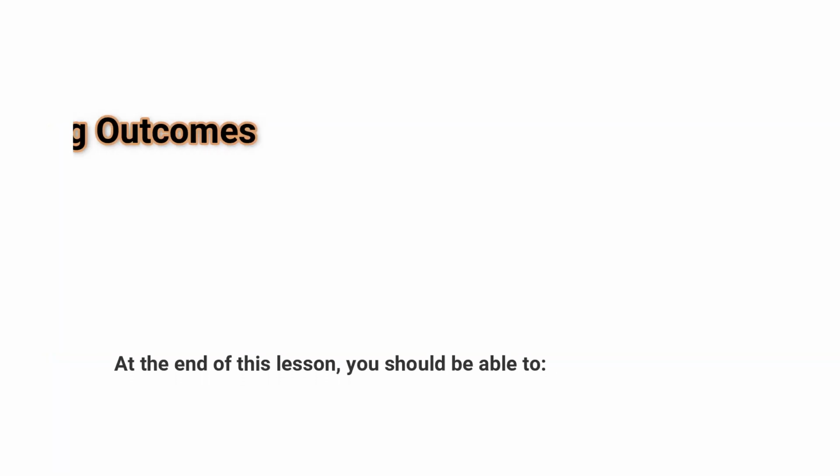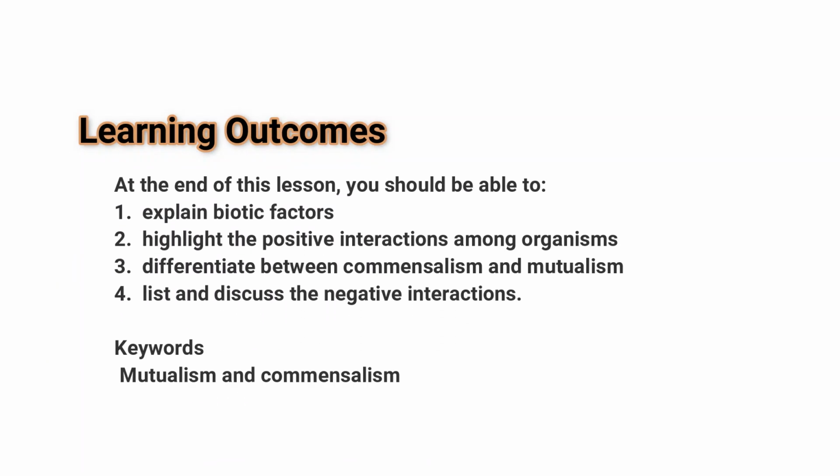At the end of the class, you should be able to define and explain biotic factors, highlight the positive interactions among organisms, differentiate between commensalism and mutualism, and list and discuss the negative interactions. The keywords here are mutualism and commensalism.